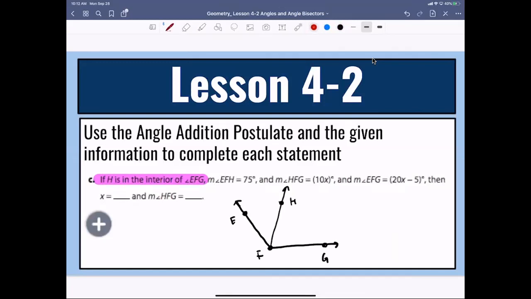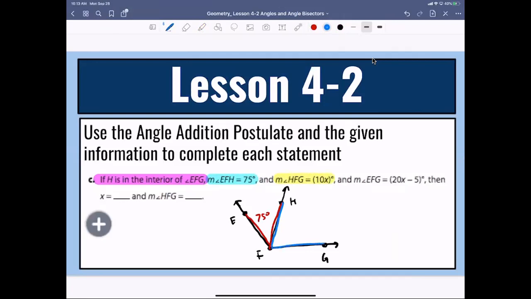Now let's see what the next statement says. It says the measure of EFH is 75. So we're looking for EFH. EFH is here, and we're saying this part is 75 degrees. Let's look at the next part. It says the measure of HFG. So HFG, we're going to do that in blue.